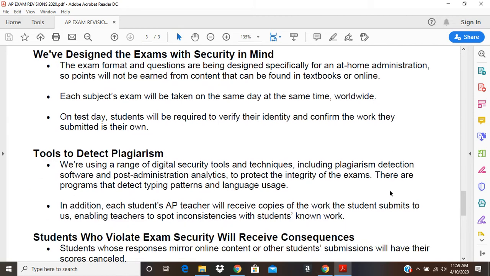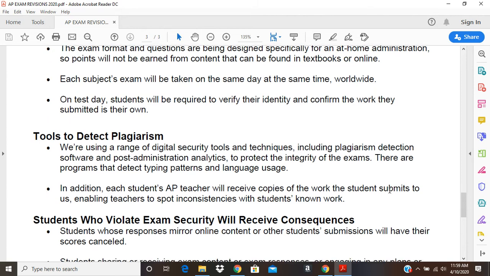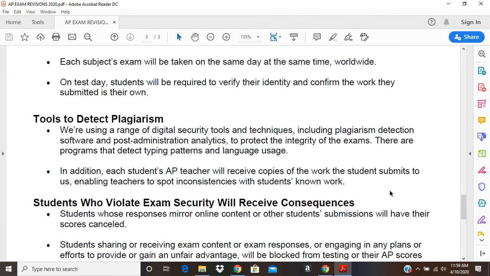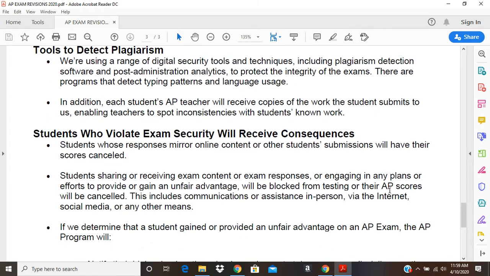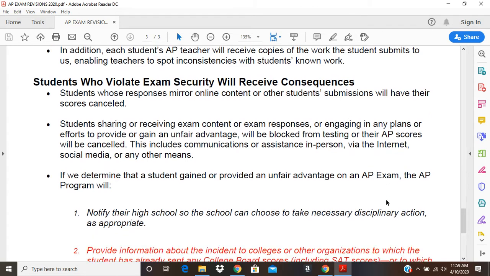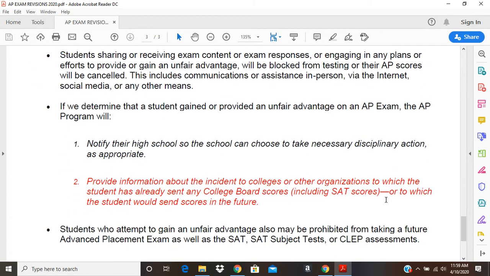The other thing is they're going to send us your work, so we're going to get to see that. And they may even ask us about inconsistencies. I don't know if that's definitely going to happen, but that's part of what they're looking at. Be real careful, guys. If you violate exam security, they did make it a big point that they're going to report information about the incident to the schools that you have already sent any College Board scores. So they really want to crack down on this.